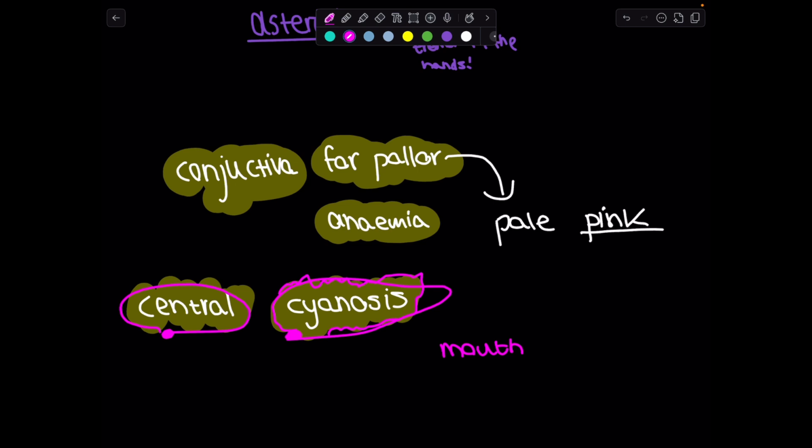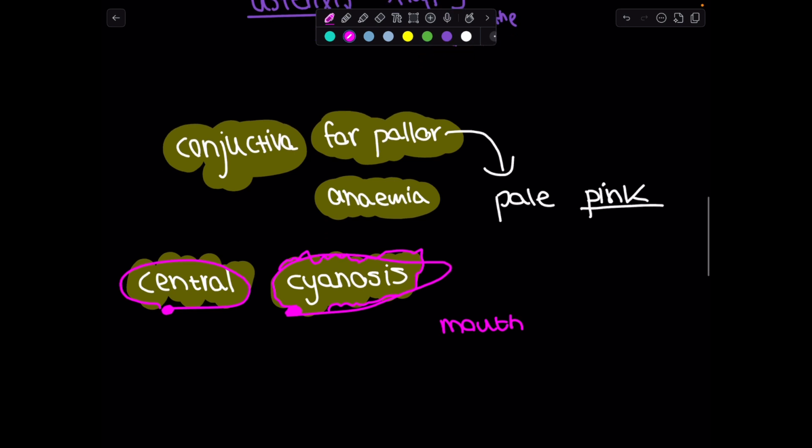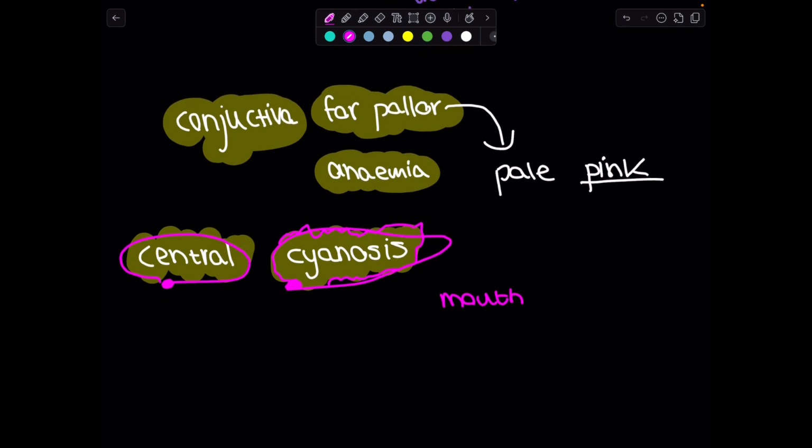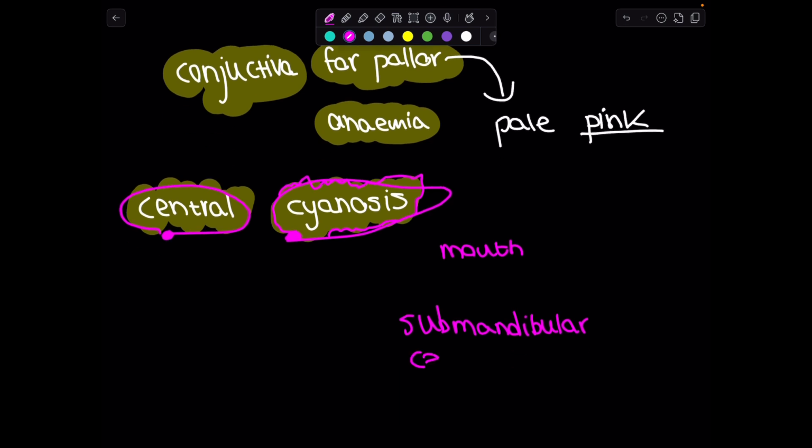Okay. Now with the neck, I'm going to check for lymph node enlargement, and I have to do it at the submandibular, cervical chain, and supraclavicular areas. What is that? All right, in your respiratory exam, you're checking the neck for lymph node enlargement in the submandibular, cervical chain, and supraclavicular areas.